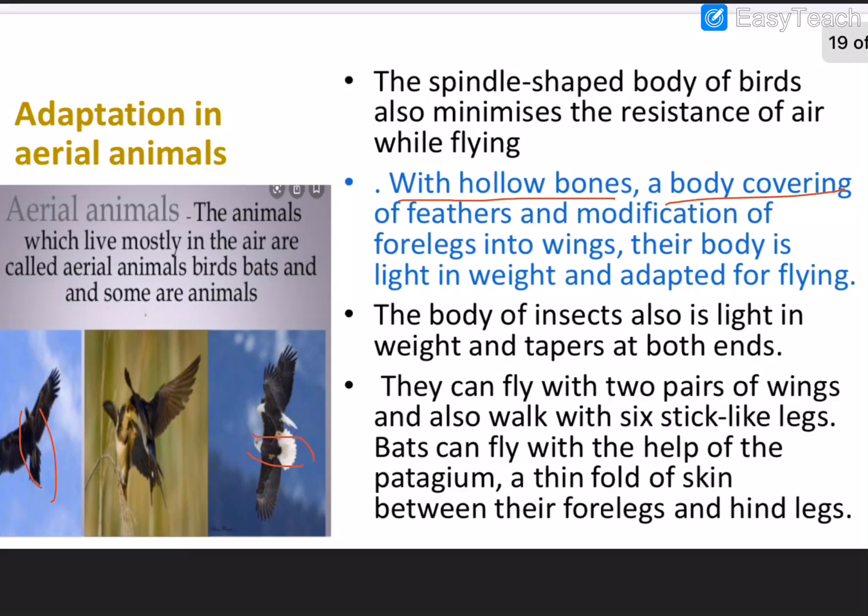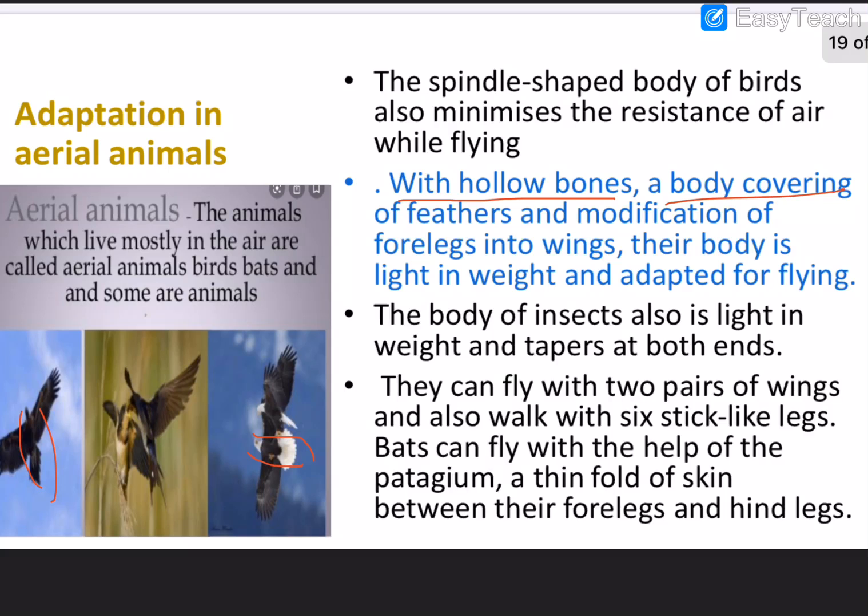With hollow bones, a body covering of feathers. So the body of birds is fully covered with feathers that help them to fly fast. And hollow bones means you can see the bones of birds are very light because they have a cavity and don't have anything inside their bones. They are hollow bones.